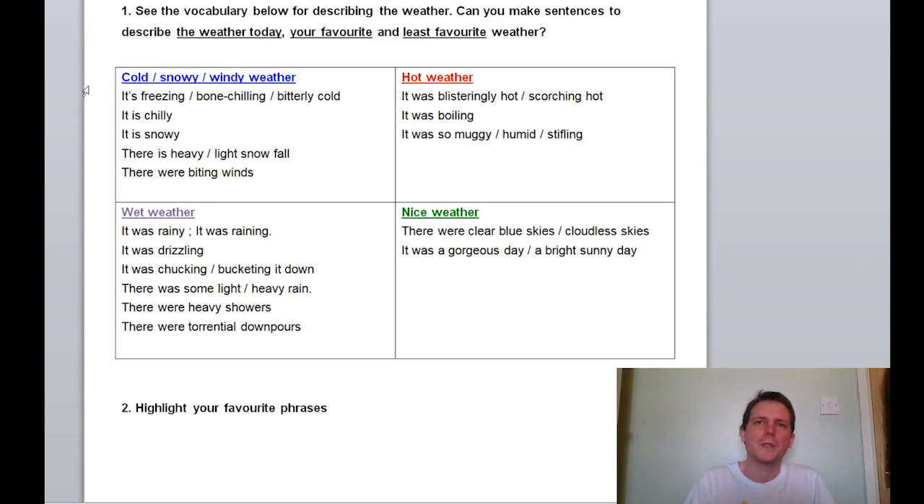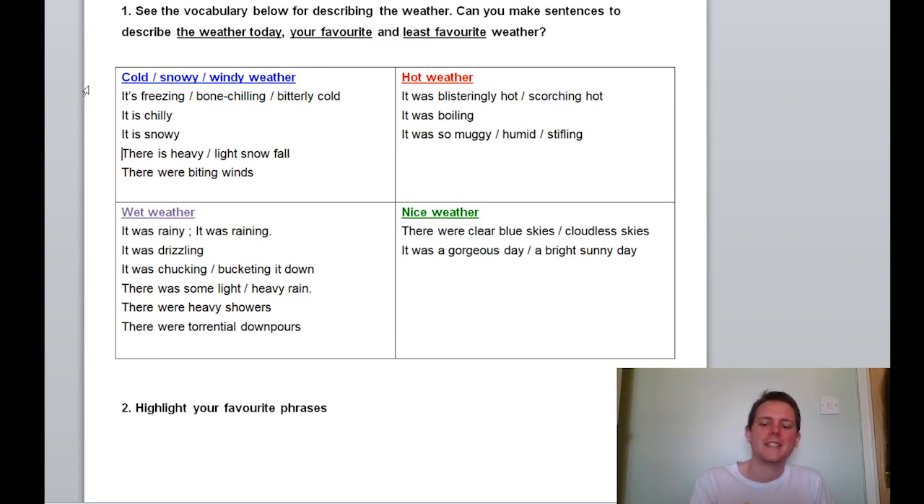It's bitterly cold. You know, we use this word bitterly, and it kind of means unpleasant. Basically, all of these phrases, they mean the same. It's very, very cold. That's all it means. It is chilly. That just means a little cold. It's like that. It is snowy. Now we have some nouns. There is heavy snowfall. There is light snowfall. These are the collocations you can use with snowfall.